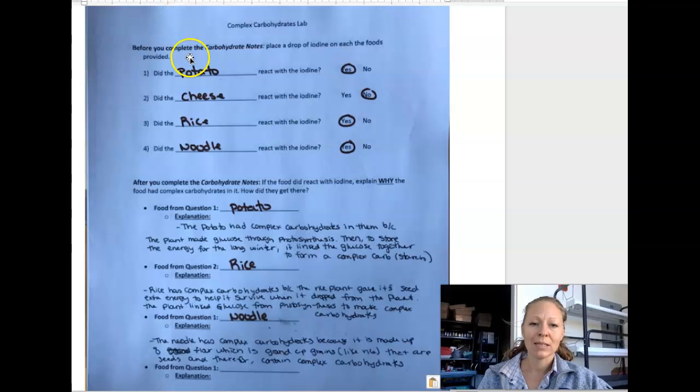So in the lab, we tested potatoes, cheese, rice, and noodles for complex carbohydrates. We put iodine on them, and if the iodine changed color, it showed us that there was in fact complex carbohydrates in the food. It was an indicator solution. And so our indicator solution, iodine, indicated to us that potatoes did have complex carbohydrates because it turned to a different color. Cheese did not have complex carbohydrates. Rice did have complex carbohydrates, and noodles had complex carbohydrates.